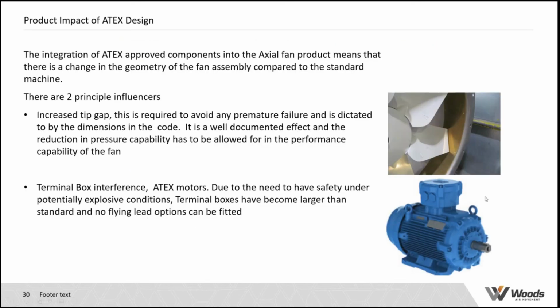But the big principal things that affect what happens with the fan is the increase in tip gap, because that reduces the performance, it reduces the pressure development. So for the same duty, you've got a higher power, and in some cases, a larger fan. The same thing goes if you had a centrifugal fan between the inlet eye of the fan and the impeller. All of the clearances have to increase. So there's a pressure change on that. And for the axial flow fan, you've got the influence of this huge terminal box in the airway, which anything in the airway is bad news in terms of losses and noise.